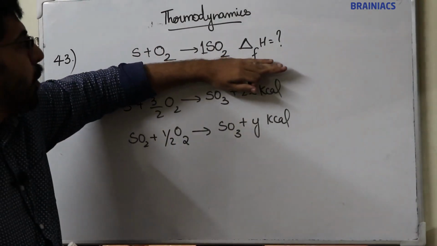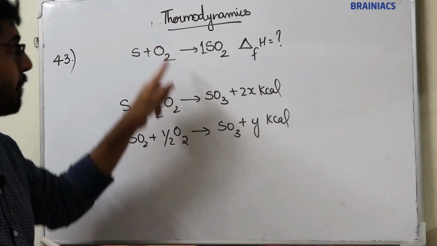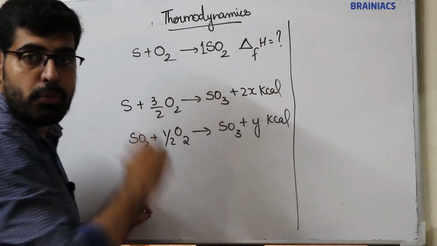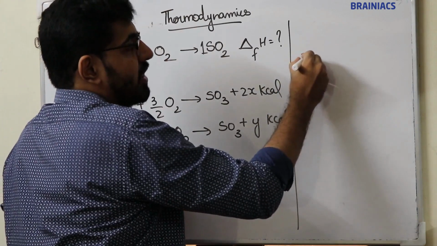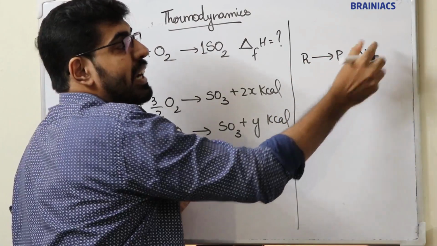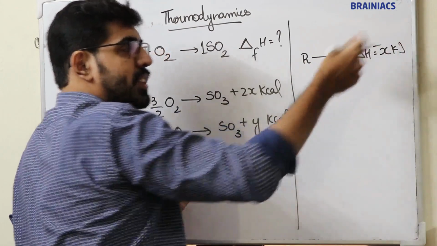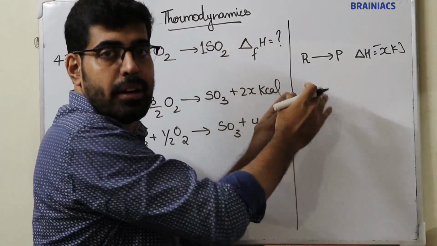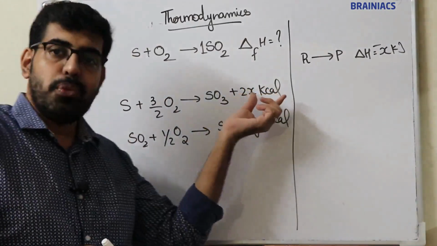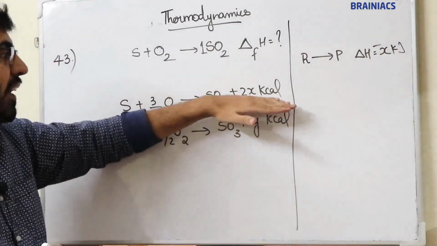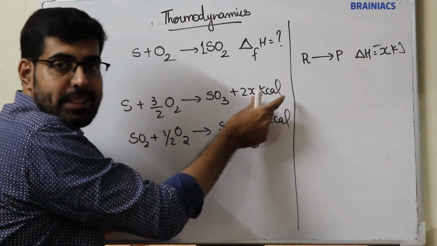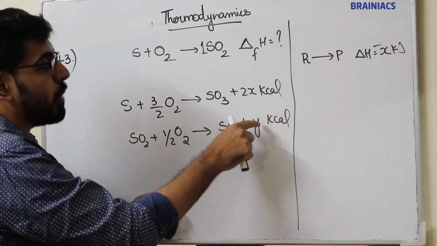So we have to calculate the enthalpy of formation of this equation, and they have given 2 equations so that we can make the third equation from these 2 equations. Before starting this question, usually we write reactant giving product, and enthalpy is expressed separately by putting delta H is equal to this much kilojoules. But here, instead of putting delta H separately, they have added the value of delta H with the equation. S plus 3 by 2 O2 giving SO3 plus 2x kilocalories. So this is the delta H value. SO2 plus half O2 giving SO3 plus y kilocalories.